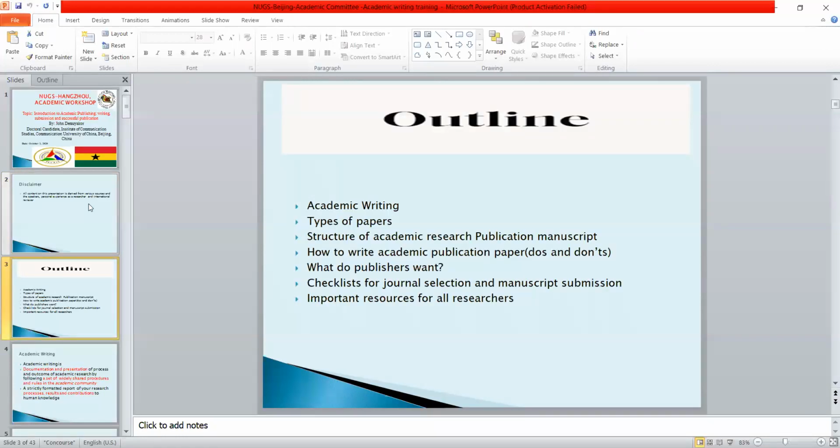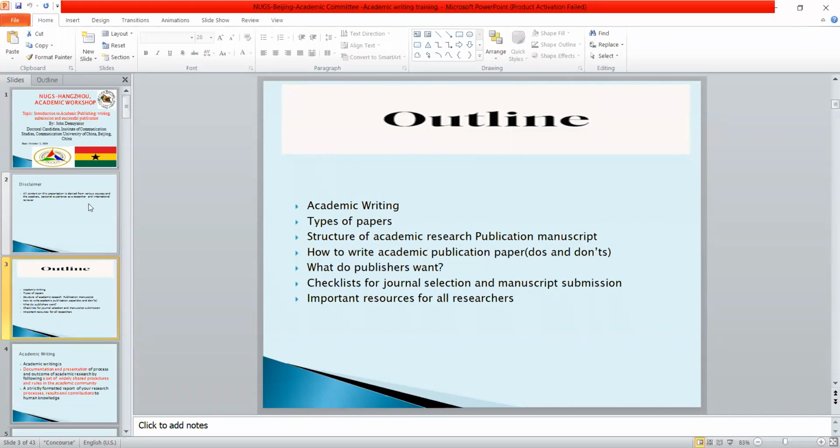Now, this is the outline of our discussion today. We will be looking at academic writing, briefly, on its own. If you want to delve deeply into it, it is a whole topic on its own, which can take years to finish, so we are just looking at an introduction to it. We look at types of papers that are required for publication. We look at the structure of an academic research publication, that is, a manuscript. We look at how to write academic publication papers, the do's and the don'ts.